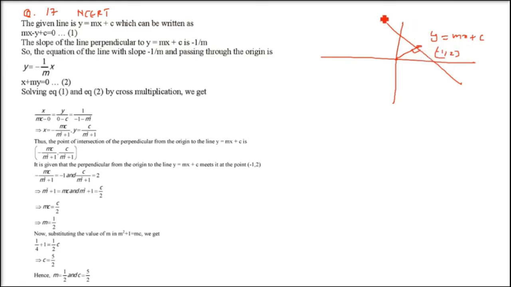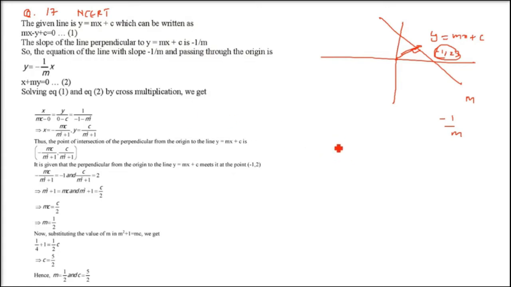So m and c we have to find out. y equals mx plus c, the slope is m. What is the slope of the perpendicular line? It is minus 1 by m, and it is passing through minus 1, 2 also. So a line passing through minus 1, 2 with slope minus 1 by m. Let us take cross multiplication to solve it, or you can take any method you want.